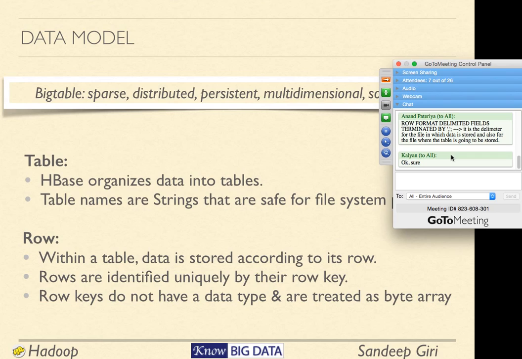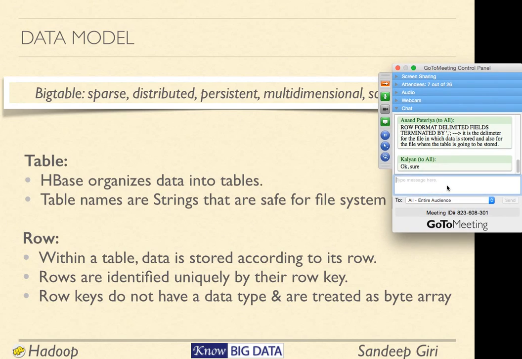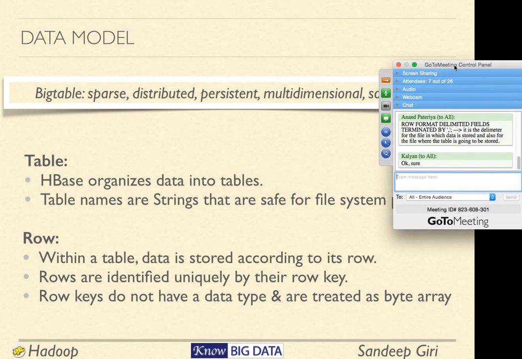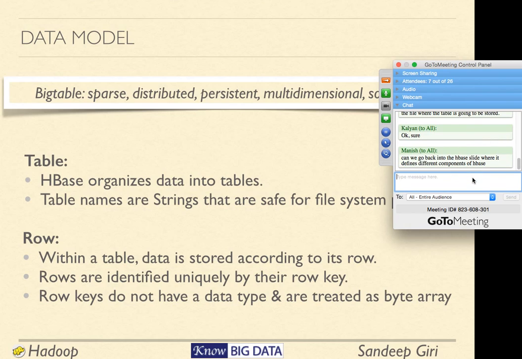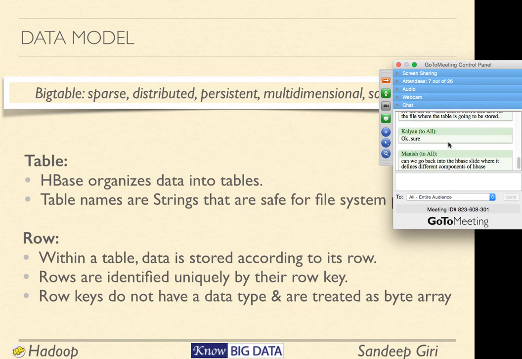Okay. So yes, Anand, the delimiter is the same for both. Anand's question is, when we say delimited fields by this, what does it mean? Does it mean that the data is stored that way in the file? All right, all right.